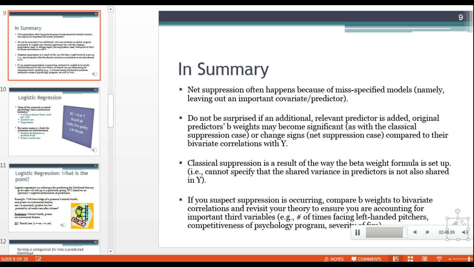I would say that the last one is probably the most important: you'll know when classical suppression is occurring when your beta weights are vastly different from your bivariates, or they're flipping signs in the case of net suppression. Those are the kind of indicators that would send up a little flag for you to know that suppression is happening.